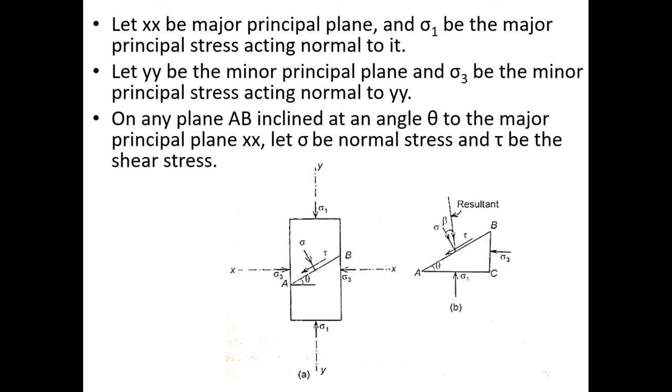So this is my system of stresses now. And the soil is supposed to resist those shear stresses developed, due to the shear resistance of the soil. Okay, so that it prevents it from deforming. So here XX is my major principal plane, on which sigma 1 acts. Then I have my minor principal plane YY where sigma 3 acts. Then I have a plane AB inclined at an angle theta to the major principal plane XX, and let sigma be the normal stress and tau be the shear stress.